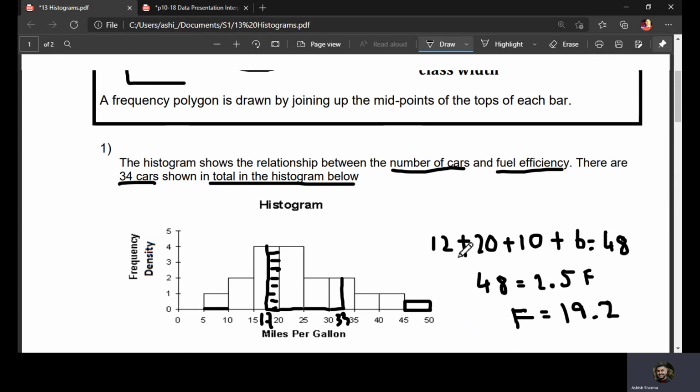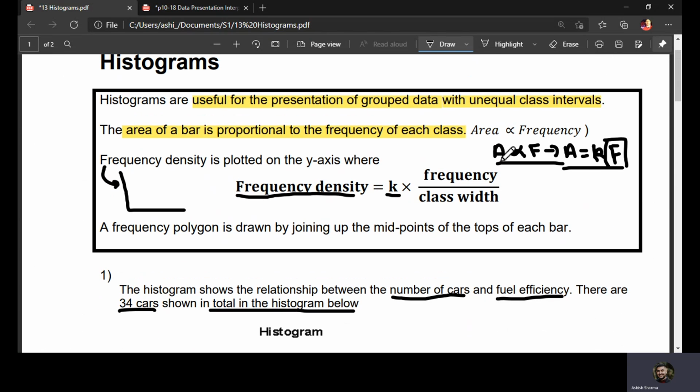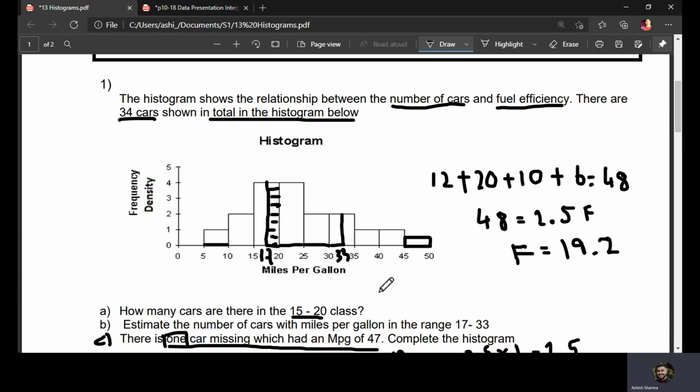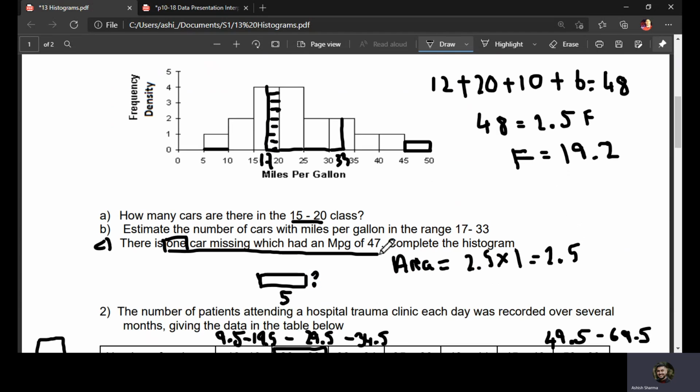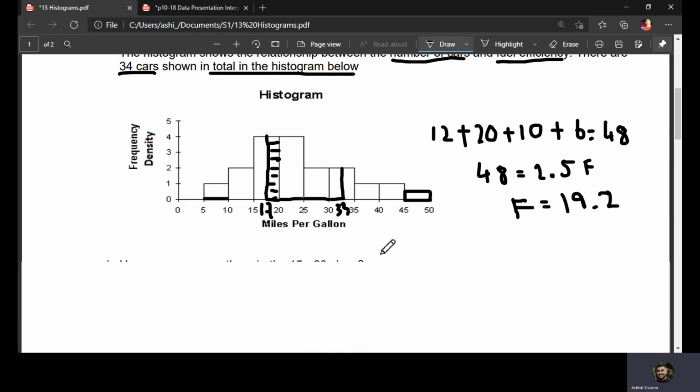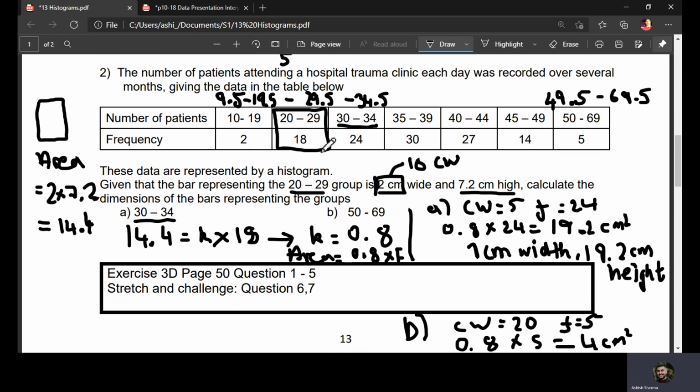And again, all I've been using was the fact that area is proportional to frequency, therefore A is equal to KF. It's very useful to try and find areas of bars and obviously make that equal to KF. And likewise, with questions like this where they've got real life dimensions, try to pick apart the information they're given and understand how we're going to use that information.